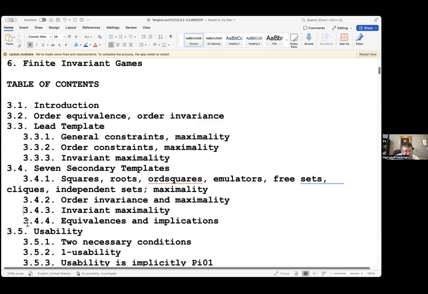In the next lecture, we'll talk about equivalences and implications. Basically, to simplify the claim a little bit, all of these are equivalent, and they seem to be weaker than the lead template. The lead template seems to be a stronger template. I think there are some unclear things here, but basically all these secondary ones are equivalent. But that's to be discussed next time.